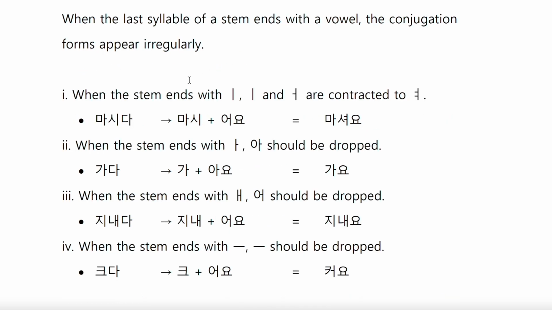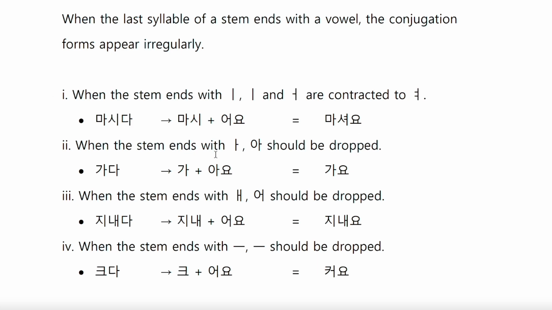There are some variations. When the last syllable of a stem ends with a vowel, the conjugation forms appear irregularly. 그렇죠? 보세요. 마시다, 그렇죠? 마시다. 그럼 to drink. And it does not have 아 or 오. Then we need 어요. 그럼 마시어요. 마시어요. If you pronounce 시어 quickly, it will become 이어, 이렇게 돼요. 이어. 그렇죠? 마셔요. So drink. So we write this way.